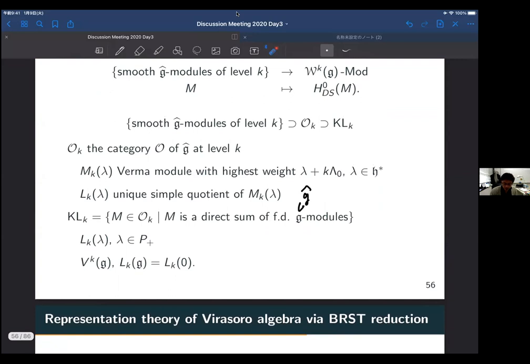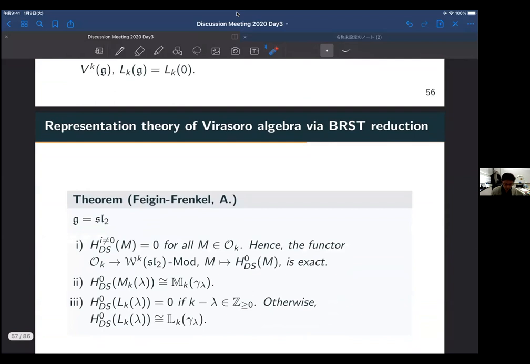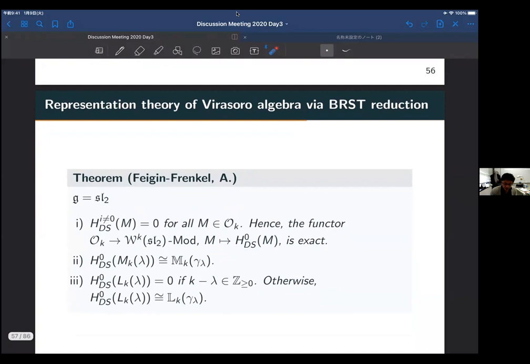Now we can restrict this functor to here or here. And this works very well when G equals SL2, in which case the W-algebra is the Virasoro algebra. In this case, we have a vanishing of cohomology for all objects in category O. So this means that the functor from category O to the category of modules of the W-algebra, in this case the Virasoro algebra, is exact. And the image of a Verma module is always a Verma module of the Virasoro algebra. And the image of a simple is zero or a simple of Virasoro, and it's zero if and only if it satisfies this condition.